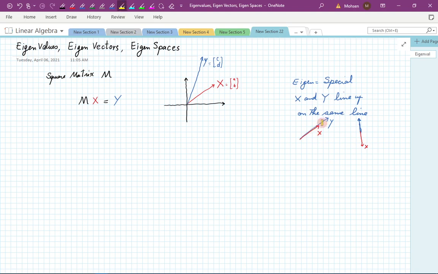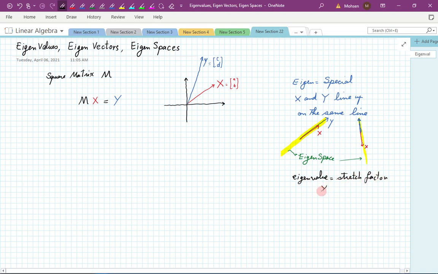The line on which both of these two are sitting, either this case or this case, that line is going to be called the eigenspace. Okay, the line is called an eigenspace. This vector is called an eigenvector. The degree by which the vector stretches or shrinks is going to be called the eigenvalue. So eigenvalue is your stretch factor.